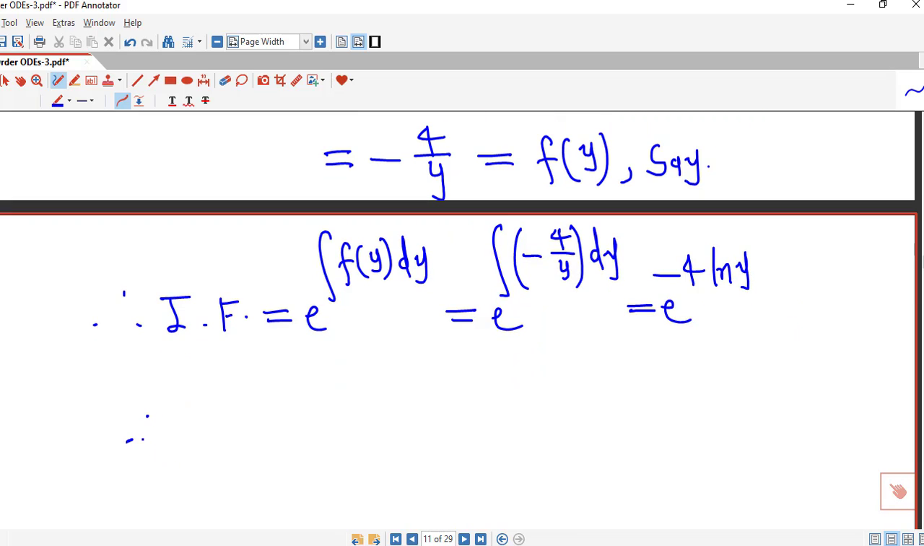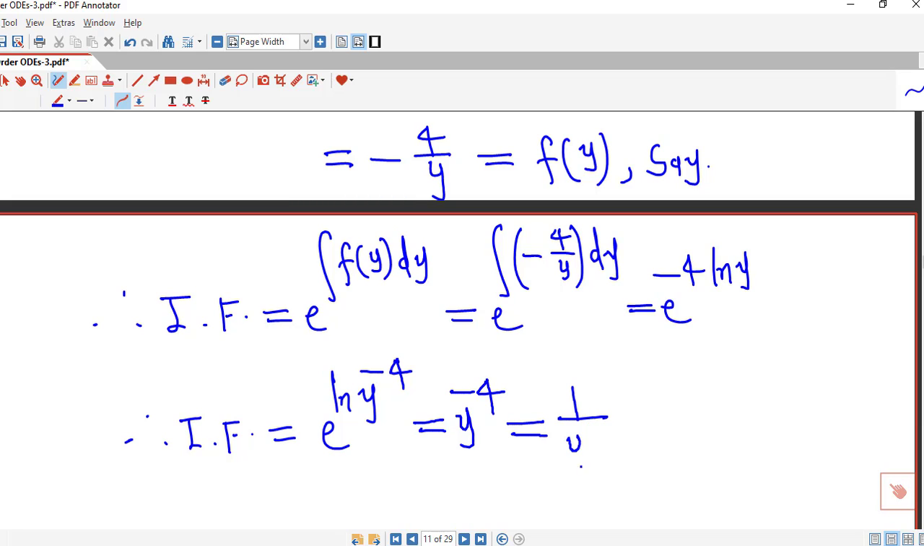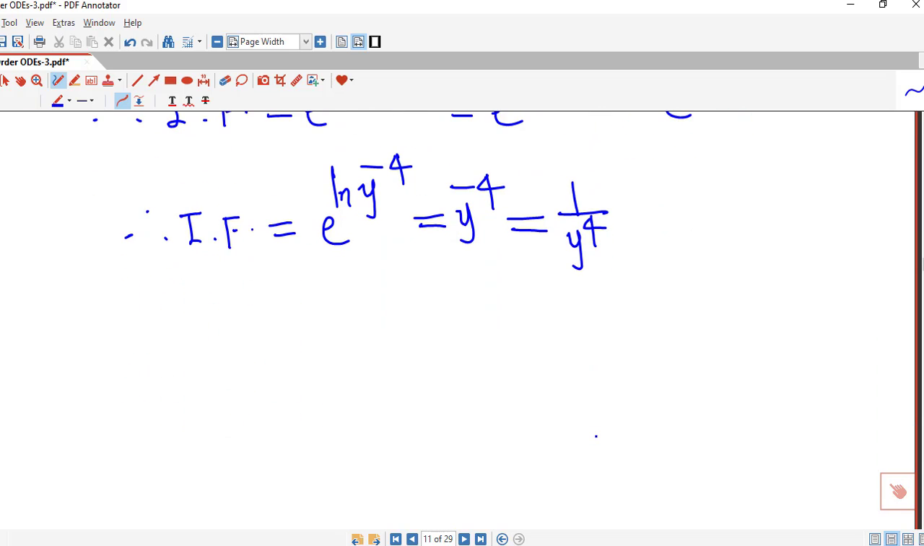So therefore the integrating factor is equal to e raised to minus 4 log y, which can be rewritten as e raised to log of y raised to minus 4. So we have y raised to minus 4, or 1 over y raised to 4. So this is the integrating factor for the given equation. Now in the next step we multiply the given equation by 1 over y raised to 4.